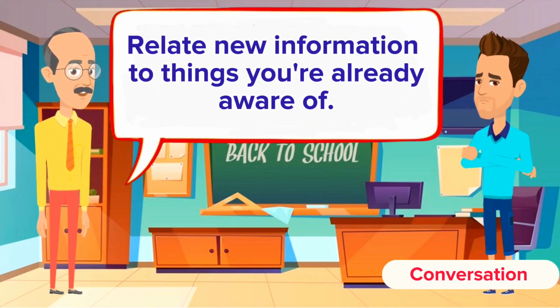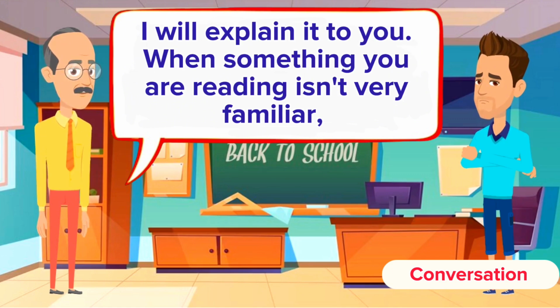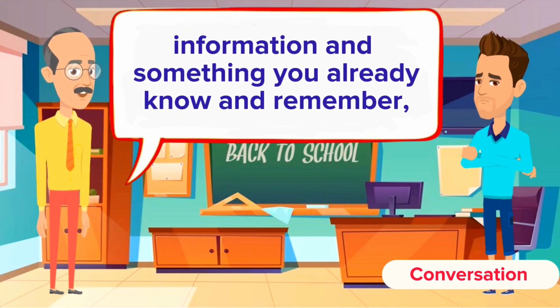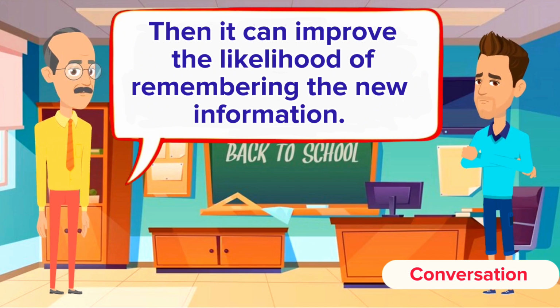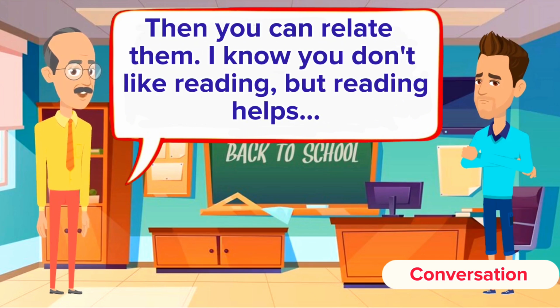Relate new information to things you're already aware of. I will explain it to you. When something you are reading isn't very familiar, it can take you longer to process it. However, if you establish a connection between information and something you already know and remember, then it can improve the likelihood of remembering the new information. For example, if you're learning the word war, but you already knew the word battle, then you can relate them.